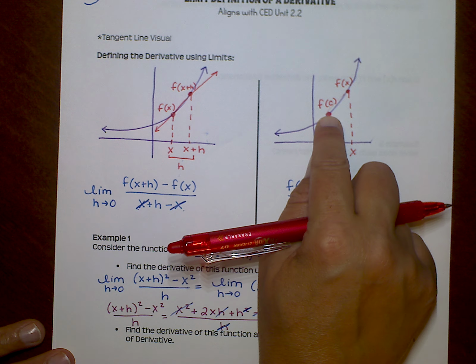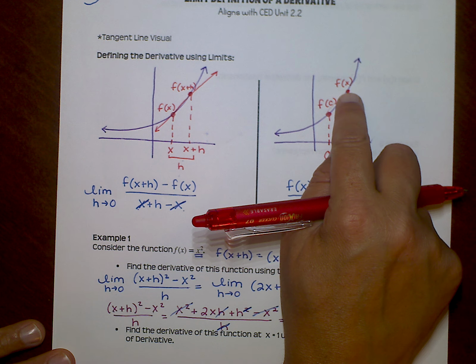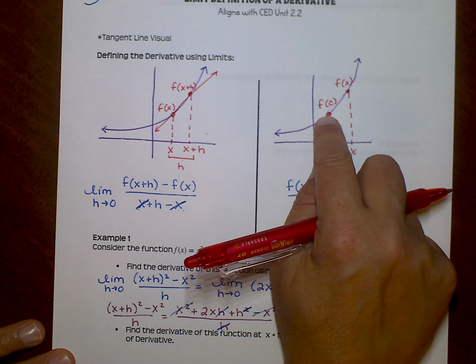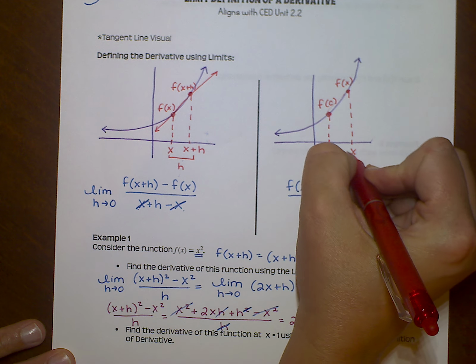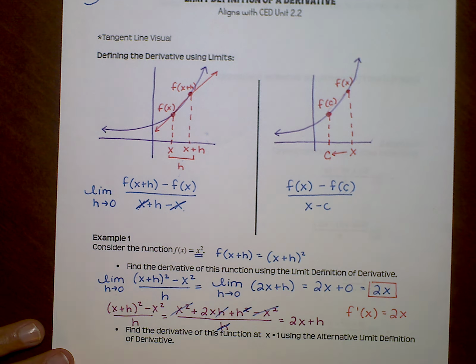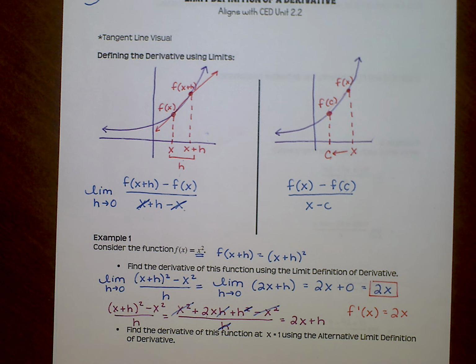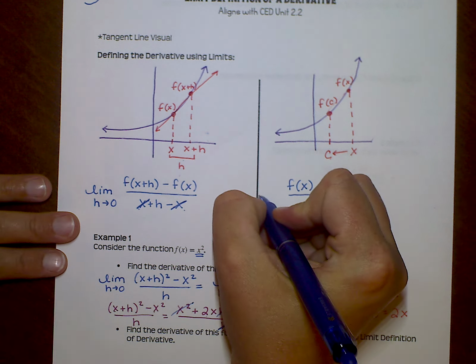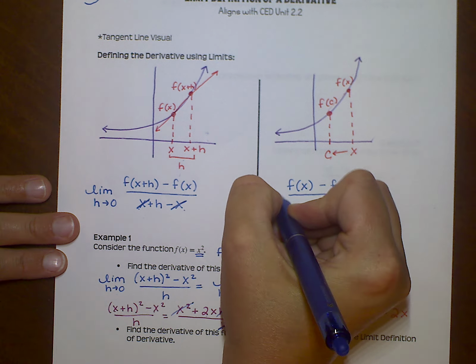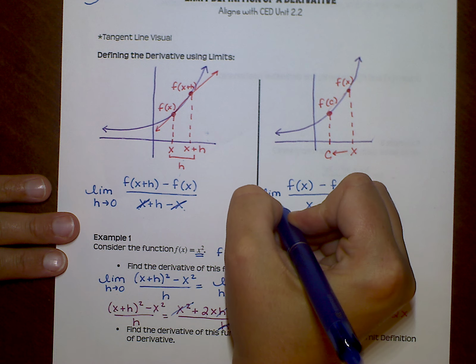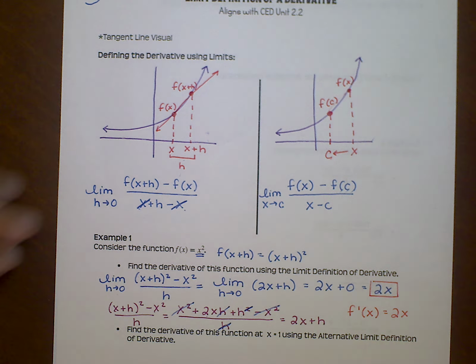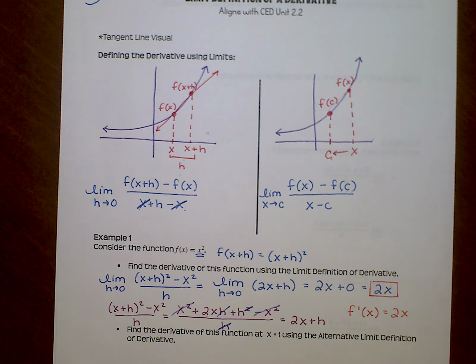But this time what I want to do is, again, I'm trying to pull these points closer together. I want to know what happens as this point gets closer and closer and closer to this numerical value. So what I'm doing is I'm taking x and I'm bringing it closer to c. So I'm going to say, let's take a limit as x approaches c this time. And again, c is the number where you're actually trying to take a derivative.